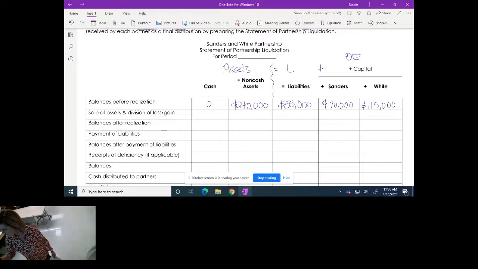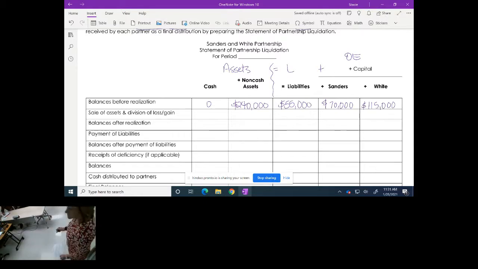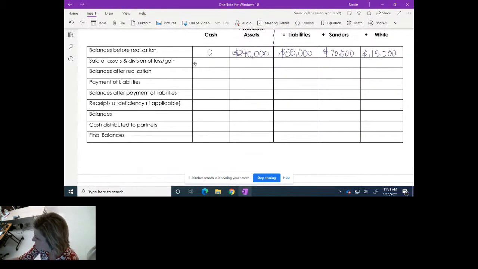So to check yourself, as you go through each line, just make sure that this side in total is the same amount as that side in total. Okay? All right, so the next line says, sale of assets and division of the loss or gain. So, for cash, how much did we sell them for? $375. So we're going to put $375 here, because that's how much cash they got. Now, what happens to those assets when we sell them? We're getting rid of them, right? So we're going to put a minus here.